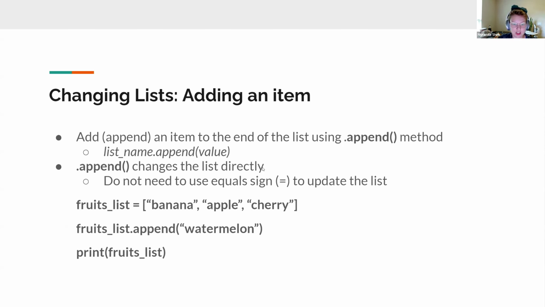And like I said, this changes the list directly, so you don't need to use an equal sign to assign a new variable or anything. You can just do it directly on the list. So notice we use an equal sign to start our variable. We have fruits list equals banana, comma, apple, comma, cherry. And we say we want to add watermelon. So we can say fruits list dot append watermelon. That's how we're going to add something to our list. And now it has actually changed this fruits list. It's added the new string watermelon inside of our list.